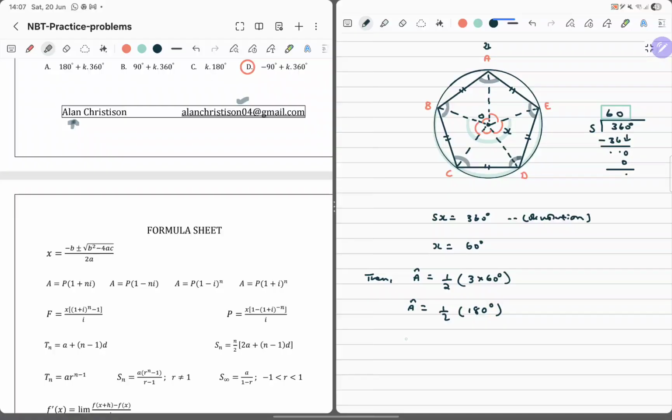Now, what do we say? Are you kidding me? Therefore, A is 90. Did I do it right? Yeah, 18, bring the 0. It's 180. Half of 180 is 90 degrees. Okay. Interesting.